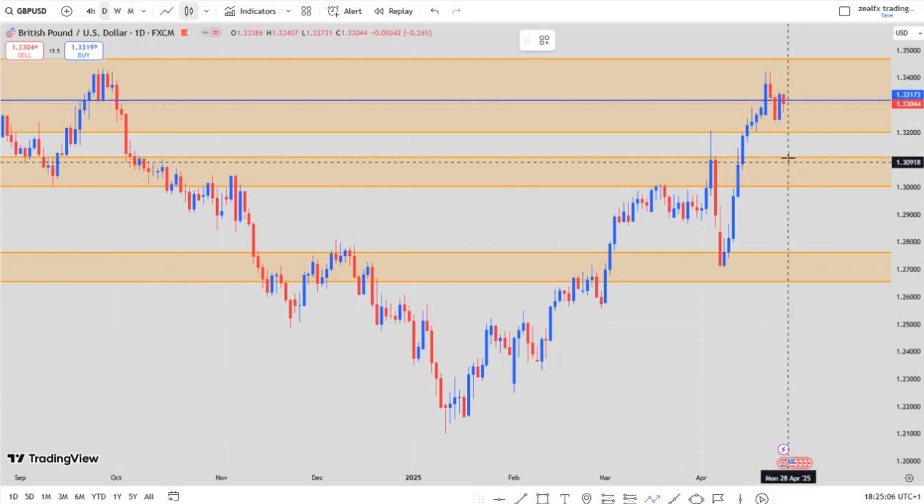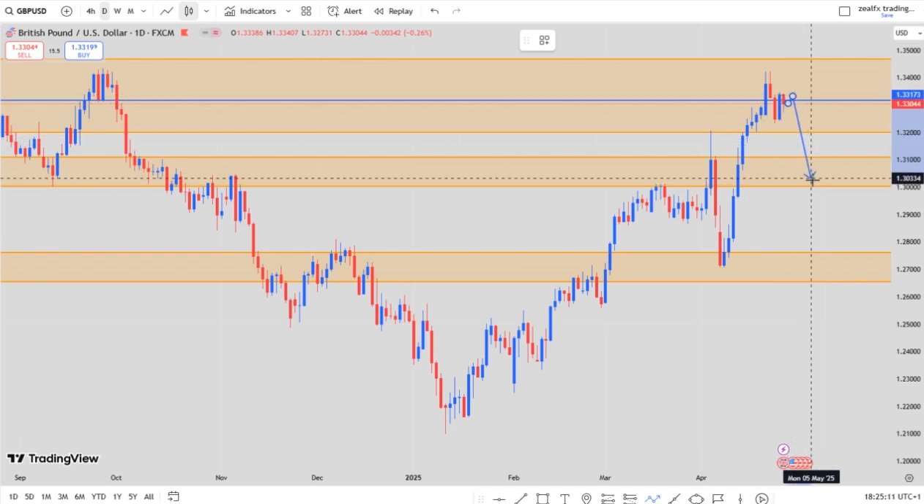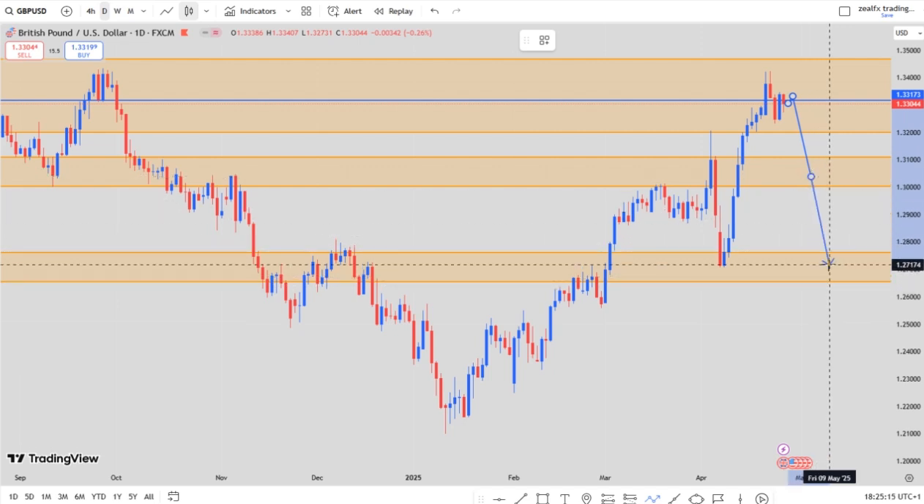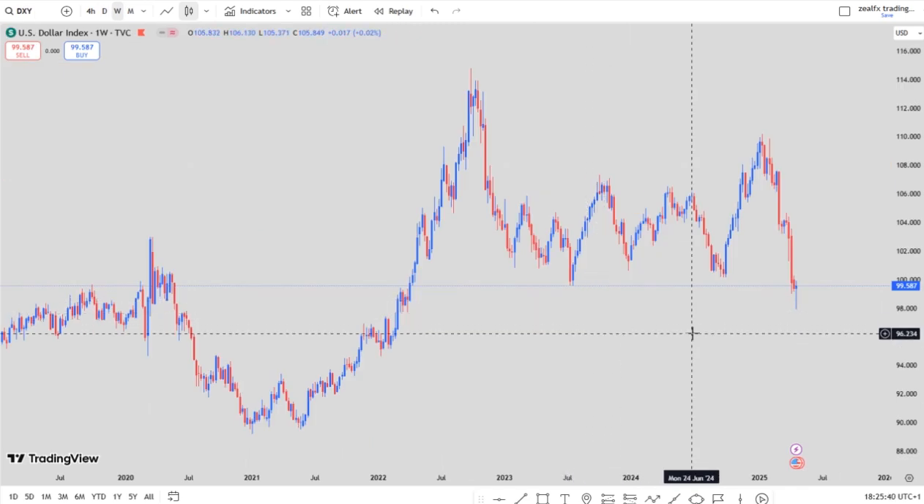So price will do a test of this resistance level, then we'll see price push lower to this next support level. A break of this support level, price may retest this next support level on the GBPUSD this week. Let's look at our next pair, which is the dollar index.